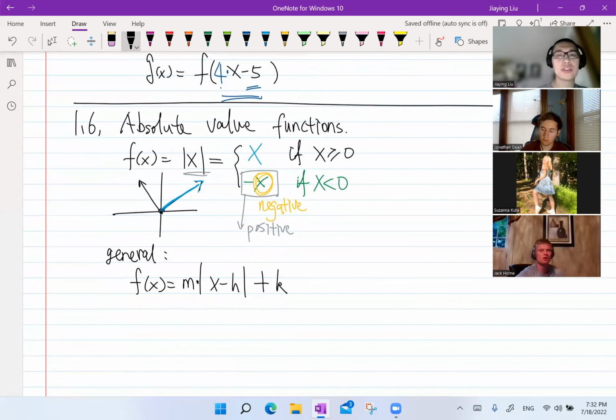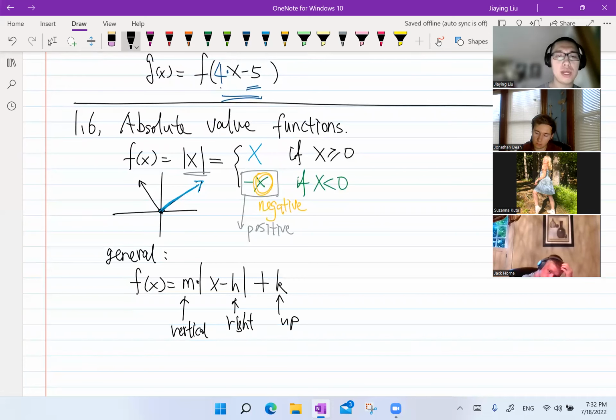So you can think about this as a transformation from f of x. This means we shift the absolute value of x to the right by h, and then up by k, and then we perform a vertical stretch, and it could be compression, depending on the value. But suppose m is positive, h is positive, k is positive, and m is more than 1. So that's a general formula in terms of transformations.